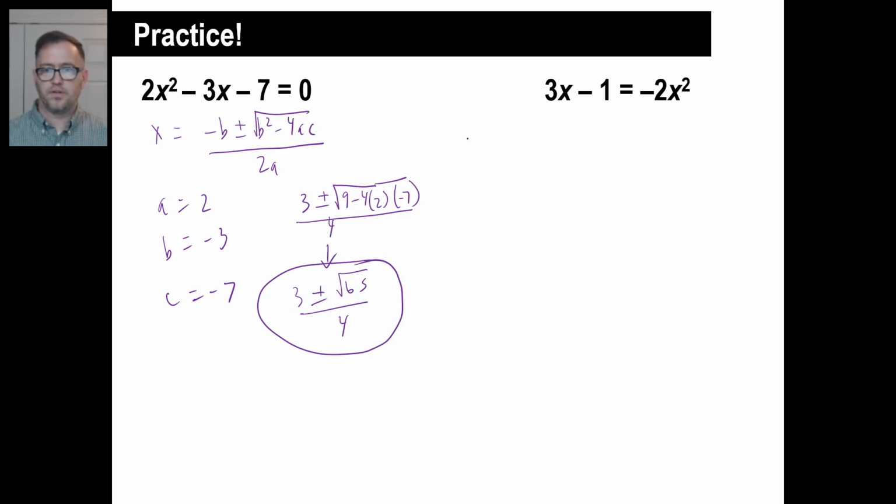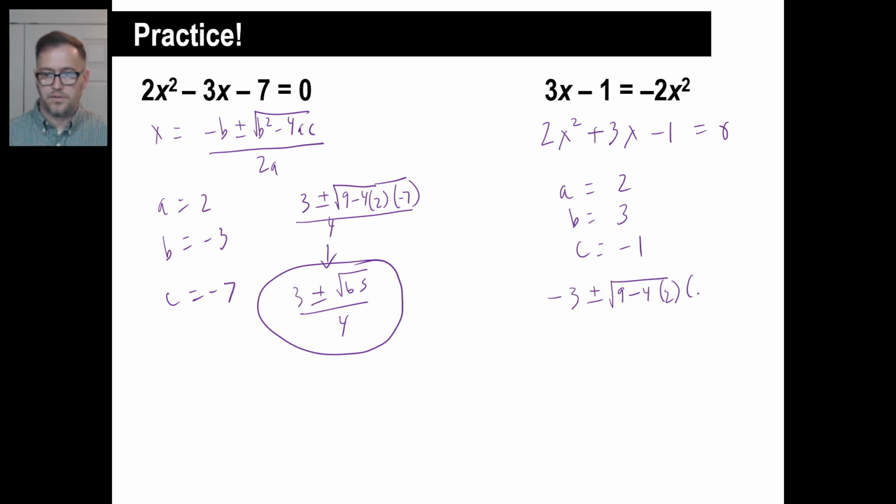Let's try B. Go ahead and pause it and try B. Put it in the right order first. Okay, if you put it in the right order, this is what it looks like. 2x squared plus 3x minus 1 equals 0. So you tell me A is 2, B is 3, C is negative 1. So x equals negative b plus or minus the square root of b squared minus 4ac all over 2a. There we go.